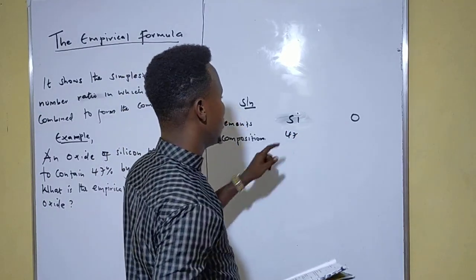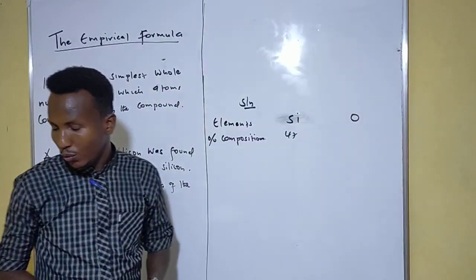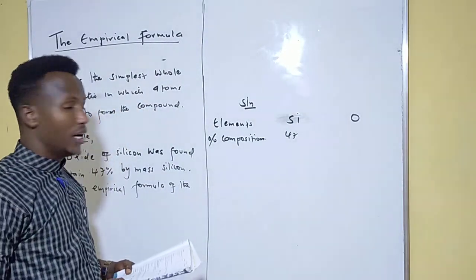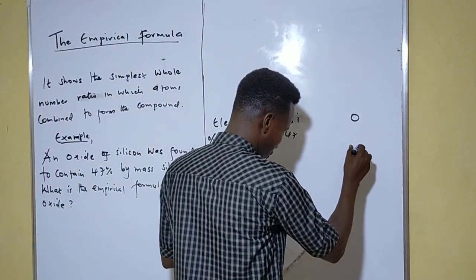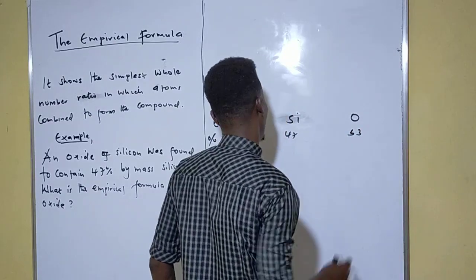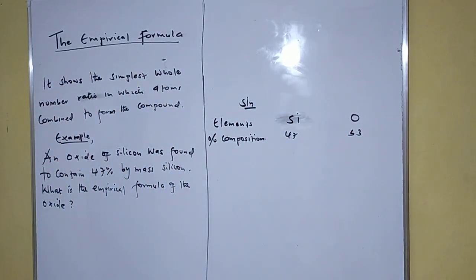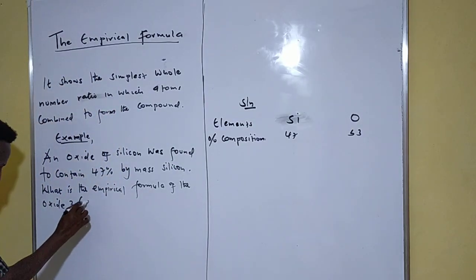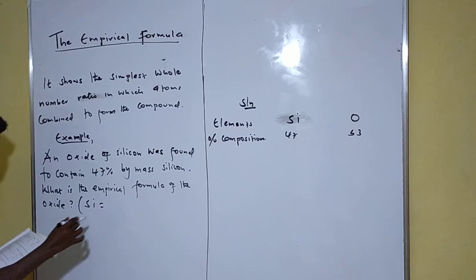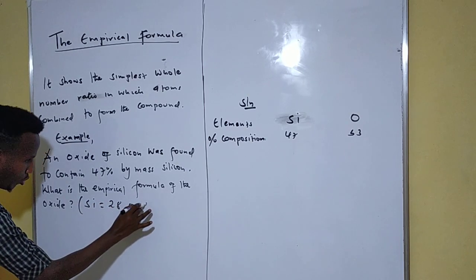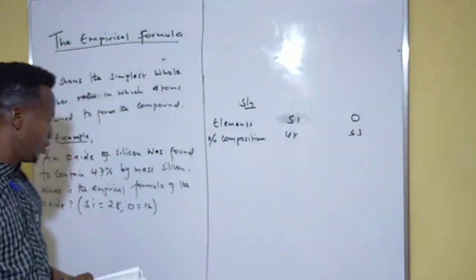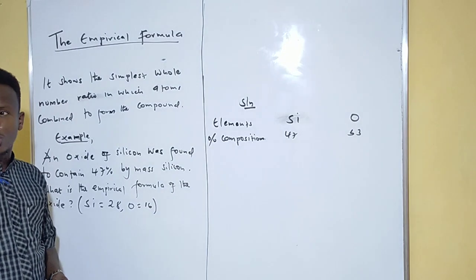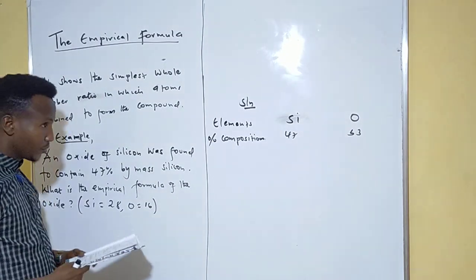So if this is 47, remember 100 less 47 will give us 53. Then they said in the bracket that Si is equal to 28, and O is equal to 16.